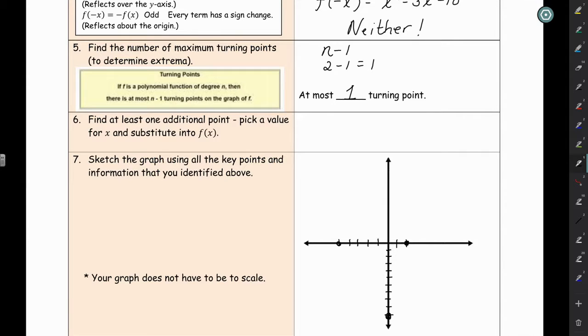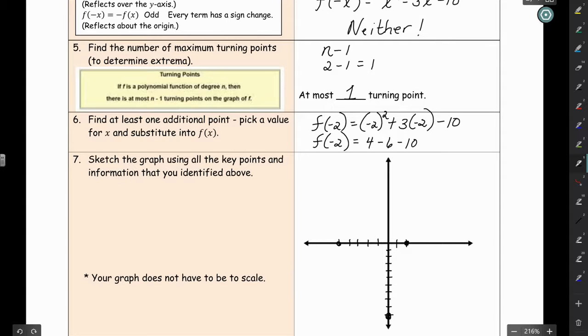All right, now that I have some of my points plotted, I want to look in this area because my graph is going to be probably something like this. So I think I'll pick -2 for the additional point. And when I do that, I get a point at (-2, -12). So let me plot that.